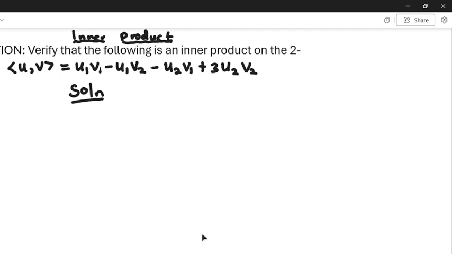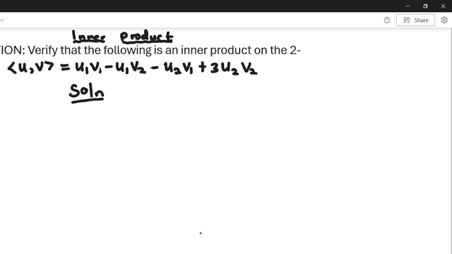Hello and welcome. Today we want to learn about the inner product space. We are using an example, and it's a question. It says: verify that the following is an inner product on the 2 space.